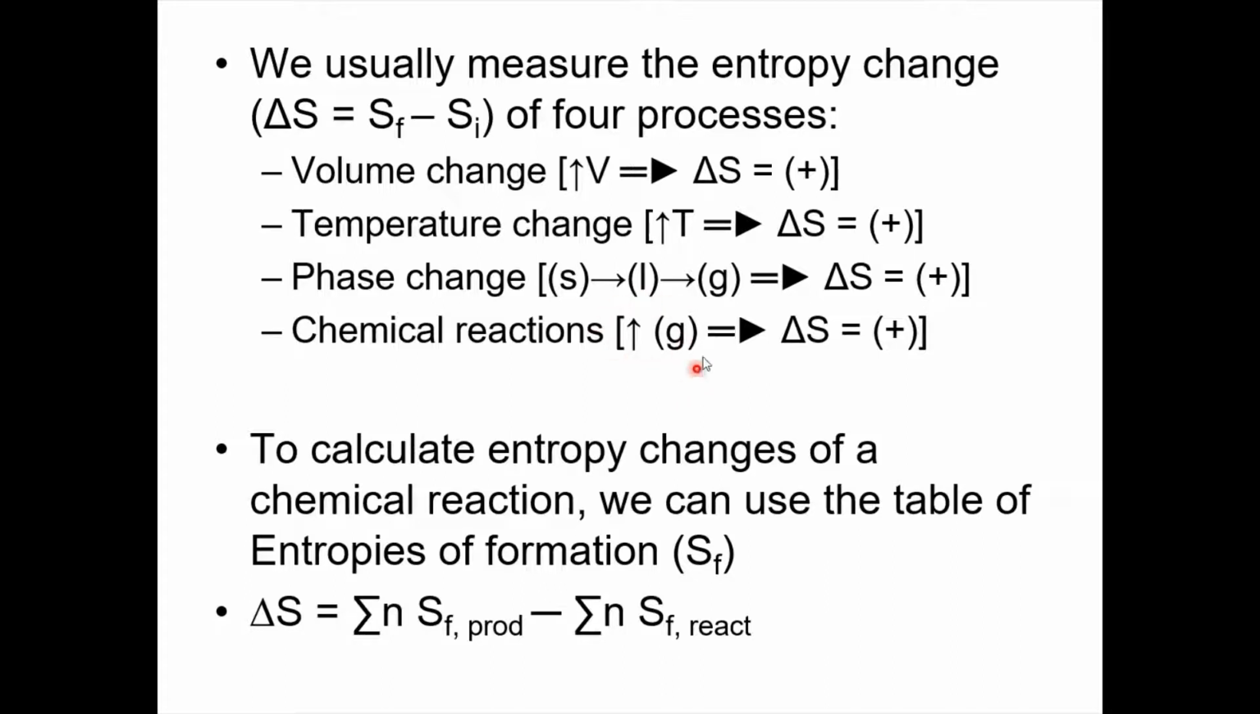If you are creating more gas particles, that means you're going to have more random molecules with more random motions, and so therefore your delta S is going to be positive. If you're losing gas particles, so some of your reactants are gases and they're being turned into solids, liquids, or aqueous substances, then your delta S is going to be negative.